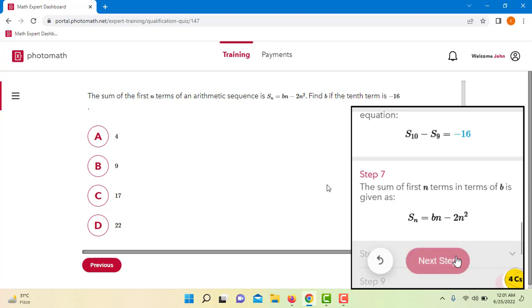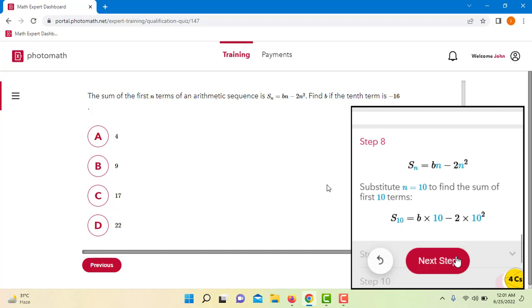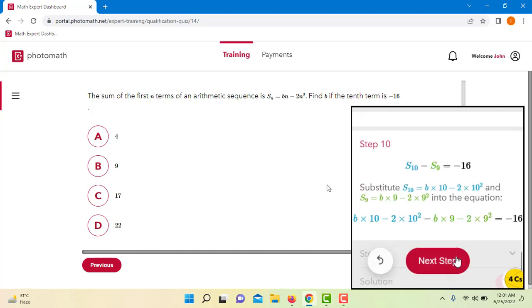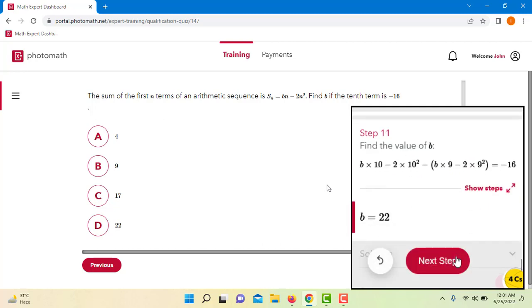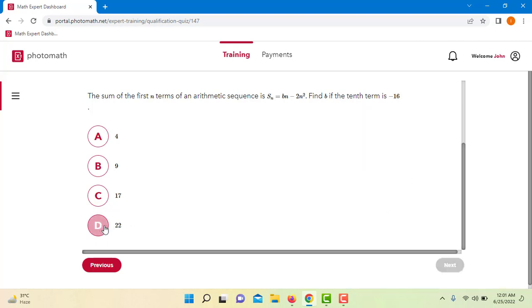Substitute n equal to 10 to find the expression for S10. Similarly, substitute n equal to 9 to find the expression for S9. Now we need to substitute S10 and S9 in the above equation. Now find the value of b using the solver. The value of b is 22. Therefore, the correct option is D. Click on the next button.